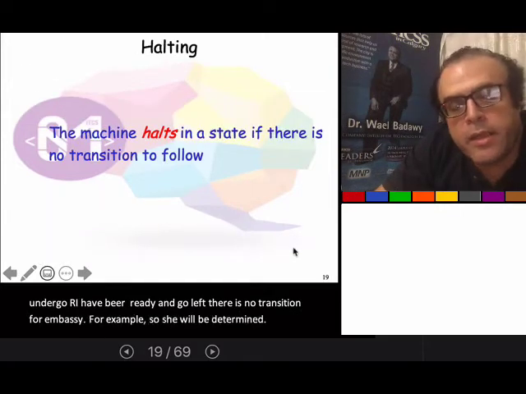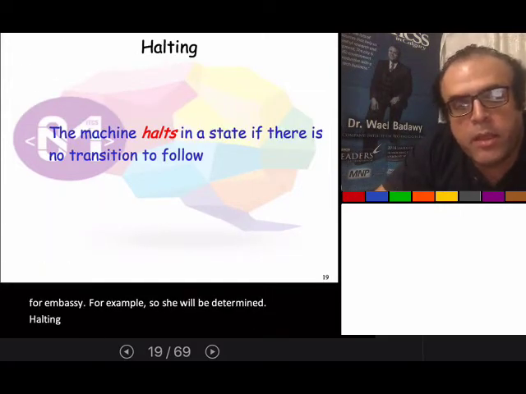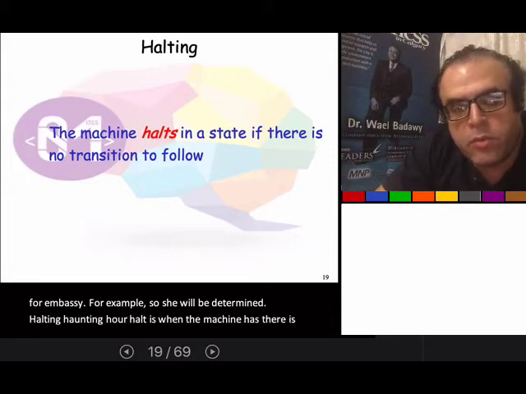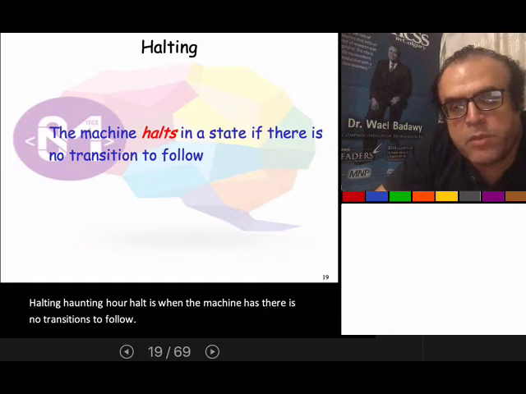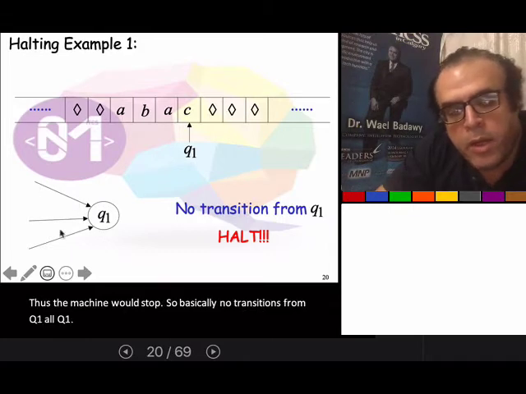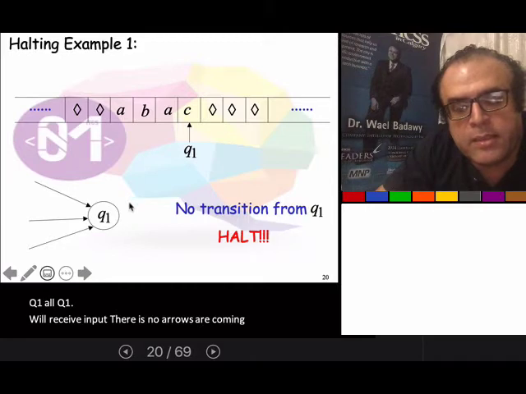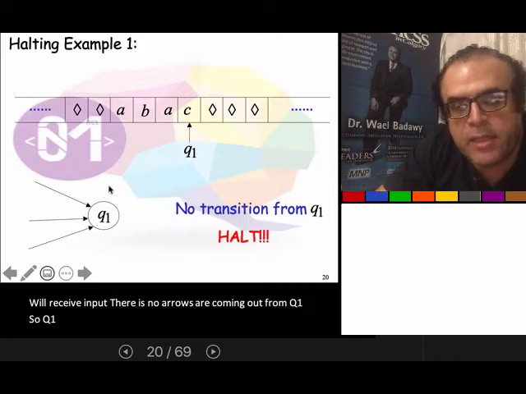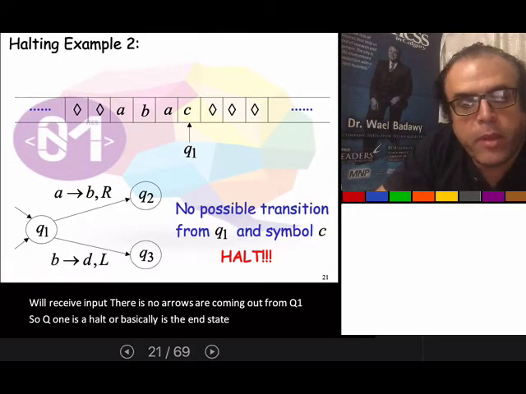Halting. Halting is when the machine has no transitions to follow, so the machine will stop. So basically, there are no transitions from Q1. There are no arrows coming out from Q1. So Q1 is a halt state, or basically the end state, where the machine will stop.